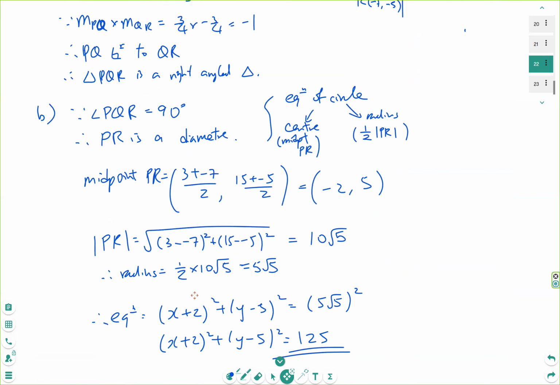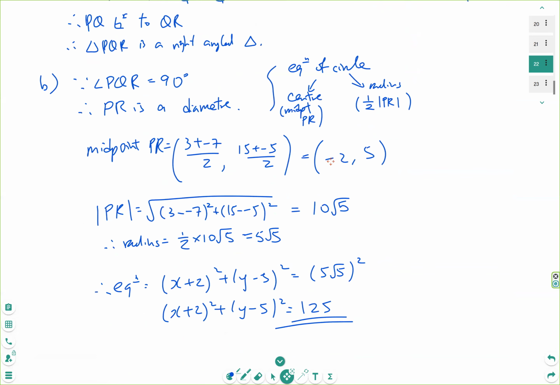Then the equation of the circle is (x minus a) squared, so whatever the x coordinate is, just do the opposite sign. So (x plus 2) squared plus (y minus 5) squared equals (5 root 5) squared. Don't forget to square the radius. You get 125. That's a very common mistake students usually make.